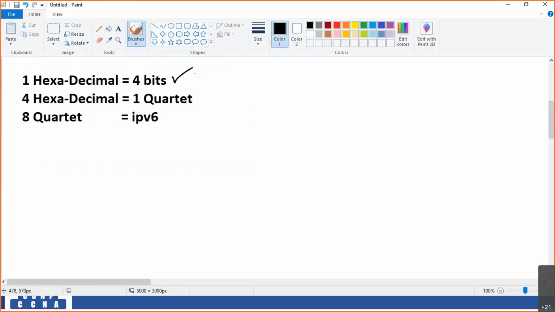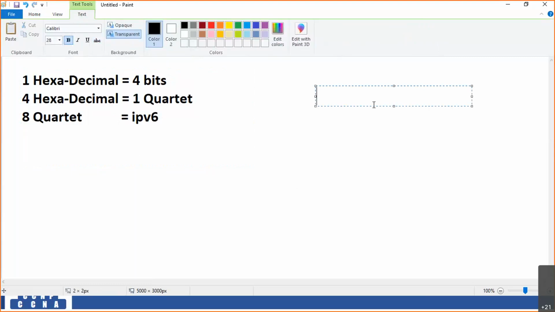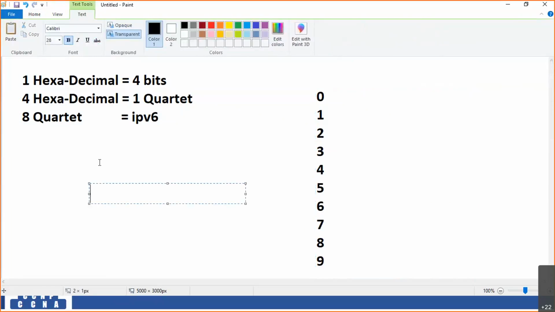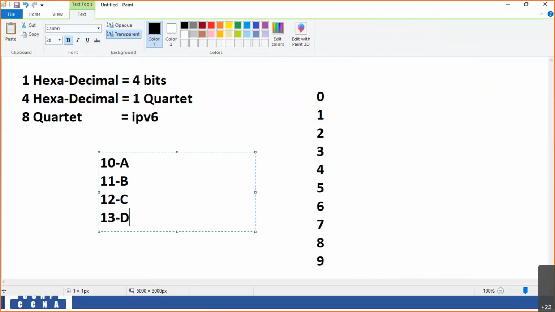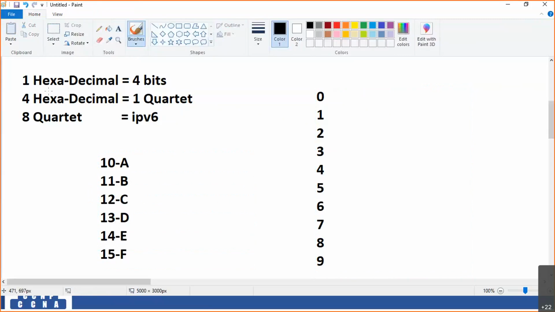First statement: 1 hexadecimal is 4 bits. So what are the hexadecimal numbers? Let me write them here. 0, 1, 2, 3, 4, 5, 6, 7, 8, 9, the decimal numbers. 10 is A, 11 is B, 12 is C, 13 is D, 14 is E, 15 is F. So 1 hexadecimal is 4 bits, right?